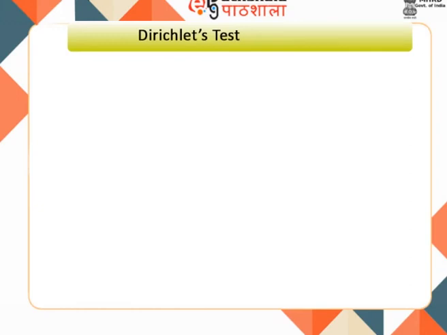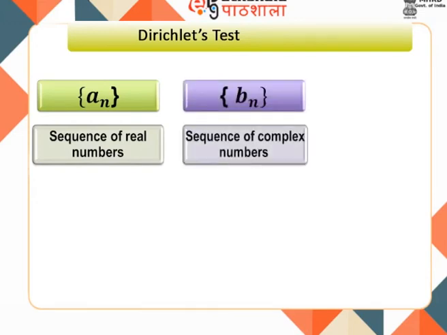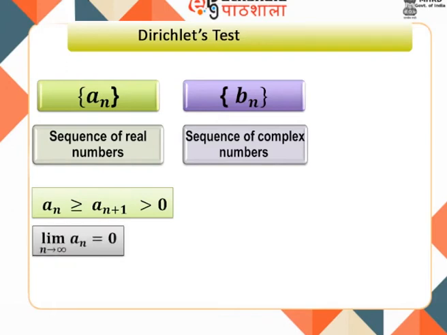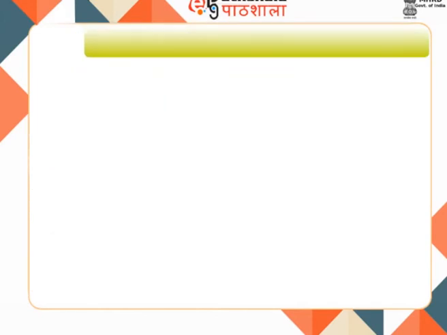Dirichlet's test. The test states that if a_n is a sequence of real numbers and b_n a sequence of complex numbers satisfying a_n is greater than or equal to a_(n+1) is greater than 0, limit as n tends to infinity of a_n is equal to 0, and the modulus of summation of b_n where n goes from 1 to N is less than or equal to M for every positive integer N, where M is some constant, then the series summation of a_n b_n where n goes from 1 to infinity converges.